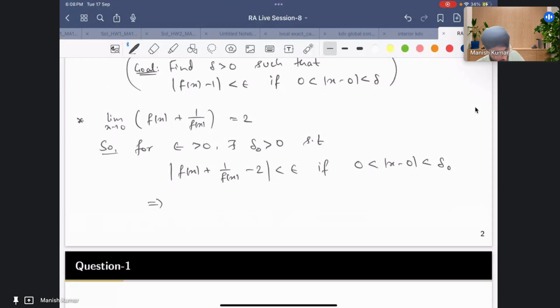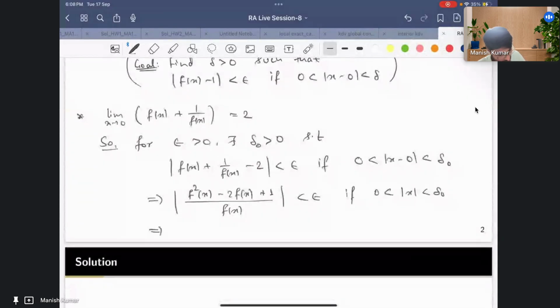Now from here what I can conclude is, let's take f(x) as the LCM, then you have f square x minus 2 f of x plus 1 is less than epsilon if 0 is less than mod x less than delta naught.